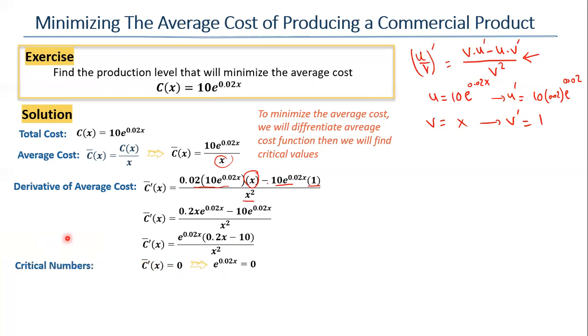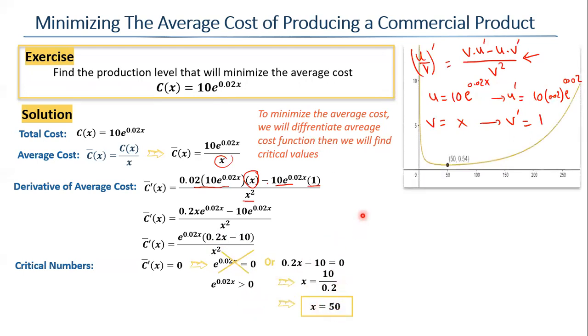we'll solve C bar prime equals 0. So e to the power 0.02x equals 0. This is impossible because e to the power x is always positive. Or 0.02x minus 10 equals 0. Now we'll transfer negative 10 to the other side, so x equals 10 divided by 0.02. By calculator, x equals 50.